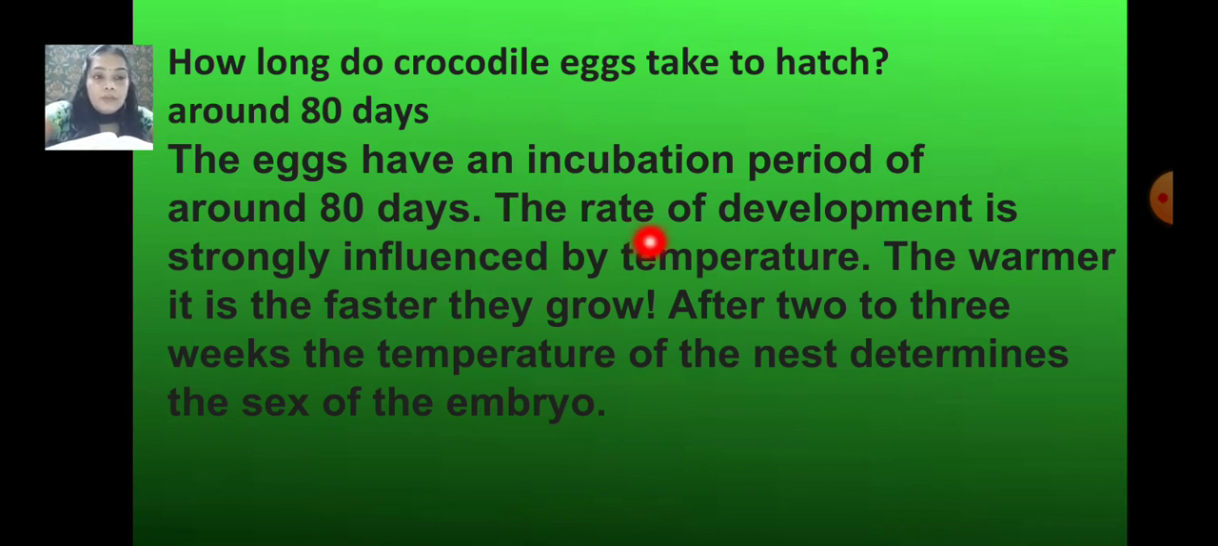The rate of development is strongly influenced by temperature. So if the temperature is warm, hot, it develops nicely. Otherwise, it will be unfertilized. So the warmer it is, the faster they grow. So if the climate, the temperature, is very warm, very hot, then very soon the baby crocodile will hatch and it will grow faster. So after 2 to 3 weeks, the temperature of the nest determines the sex of the embryo.